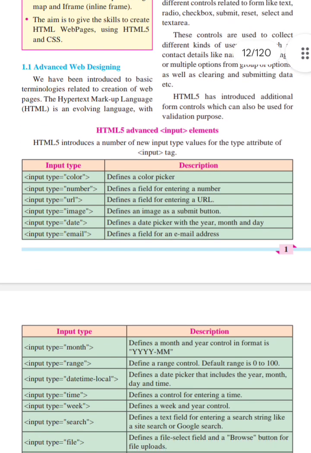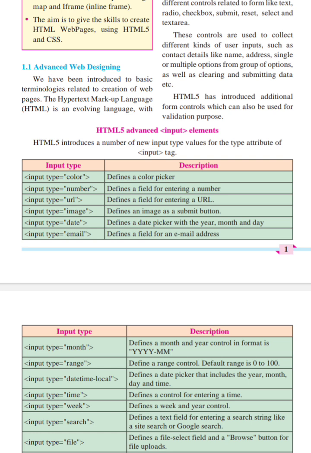HTML5 Advanced Input Elements. HTML5 introduces a number of new input types, values for the type attribute of the input tag. These are listed below in the table. On one side we have the input type and in the next column the description. First, input type equal to color defines a color picker. Input type equal to number defines a field for entering a number. Then we have input type URL, which defines a field for entering a URL. URL stands for Uniform Resource Locator.